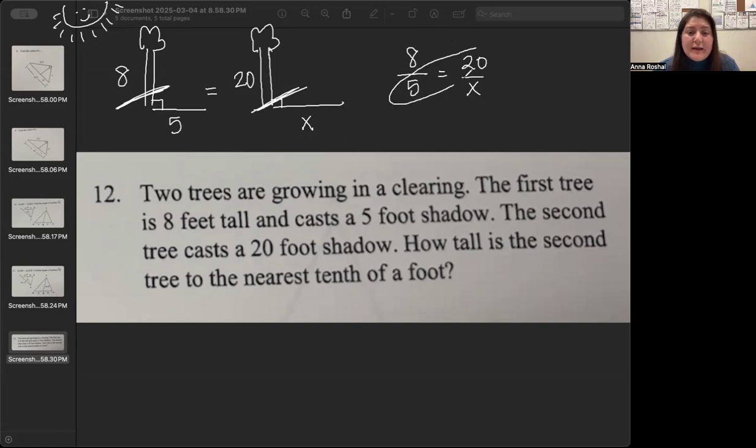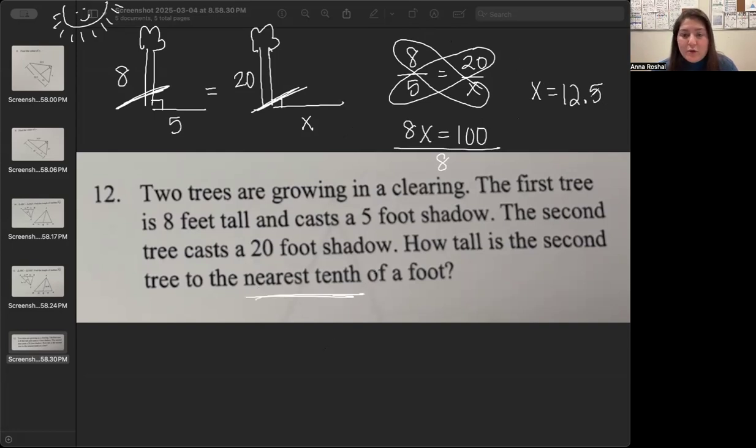And then I'm just going to go ahead and multiply these guys and these guys. So I'm going to end up with 8x equals 100. And then I'm going to divide by 8 on both sides. So my unknown shadow is going to be 100 divided by 8, which is about 12, which is actually 12.5. And so because they're looking for the nearest tenth, we can always leave it as 12.5 feet as a final answer.